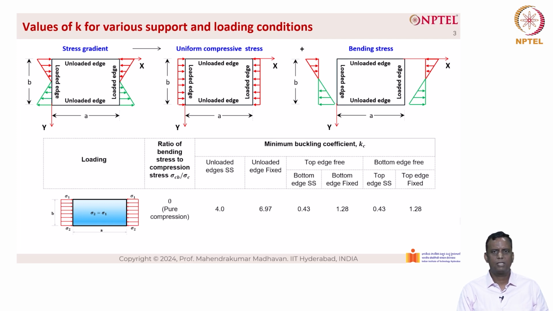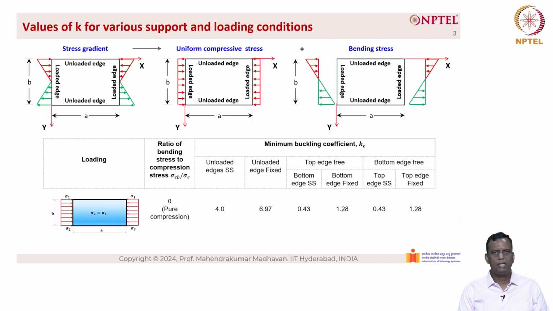Here we have assumed that the loaded edges are always simply supported and the unloaded edges are either simply supported or fixed depending upon the condition, and whose K values vary based on the loading conditions. Looking at the table again, for the first case, the loading is uniform compression, where sigma 1 equals sigma 2, as you can see here.